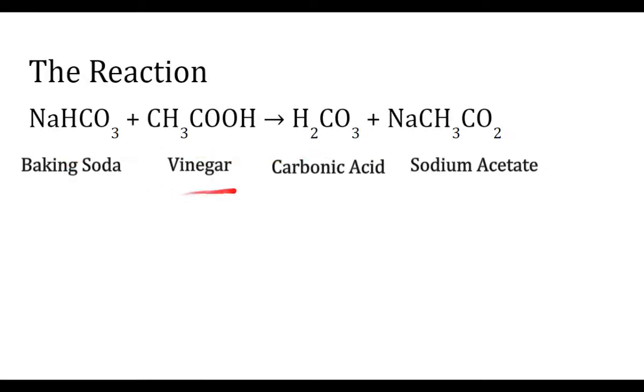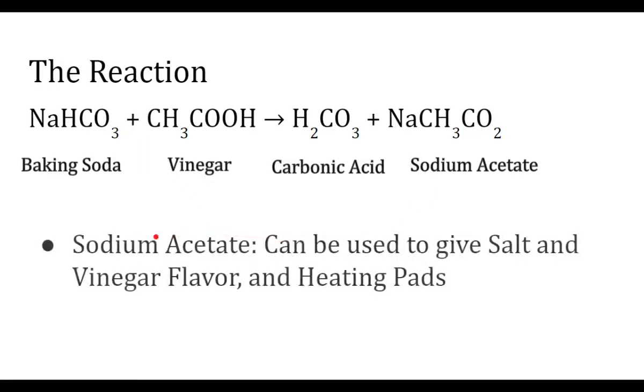Okay, so that's cool. So we already talked about baking soda and vinegar. Let's talk about these other two. So sodium acetate can be used to give a salt and vinegar flavor. And if you think about that, that kind of makes sense. We've got the acetate from acetic acid from vinegar, and we've got the Na, like in table salt, that's sodium chloride. So we kind of have them both combined there. And so they use that in potato chips sometimes.